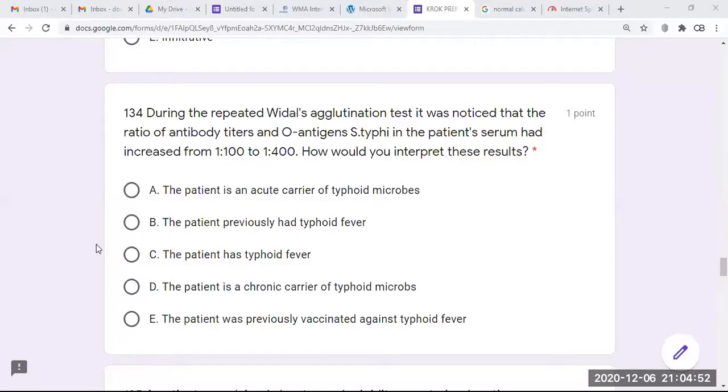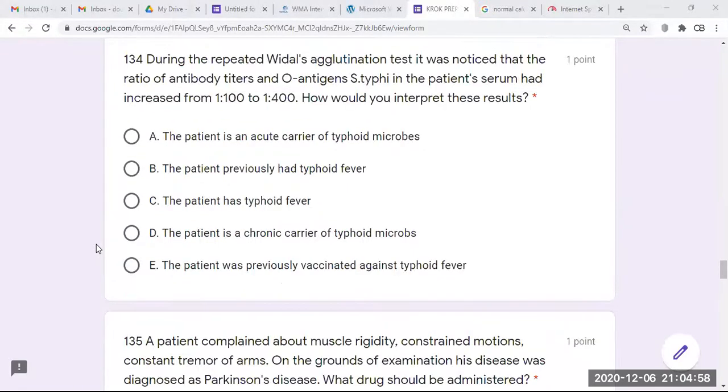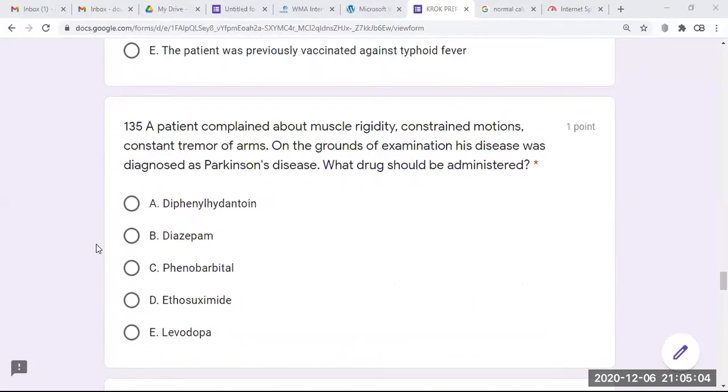So in the question, they said that person's TO rose from 1 over 100 to 1 over 400. So it means the person is suffering from the condition. Okay. Please project the question and let's answer it. The patient has typhoid fever. All right. So let's move on to question number 135.